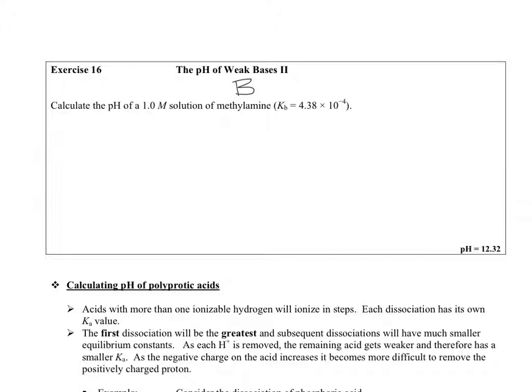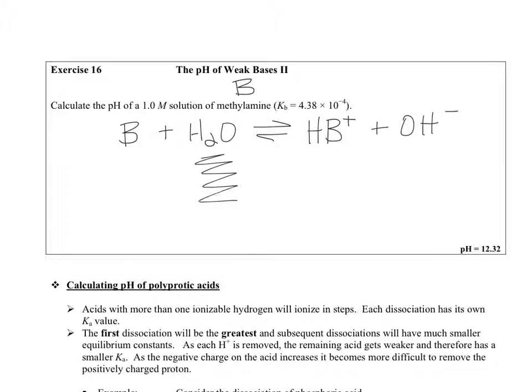So to write our reaction, we can say B plus water is going to give us what? What do bases do? They pick up a hydrogen. So HB plus and OH minus. Leave off the water. You'll put your initial values, put your X's, solve for X using your Kb. X is your OH, so you find your pOH, and then you find your pH.